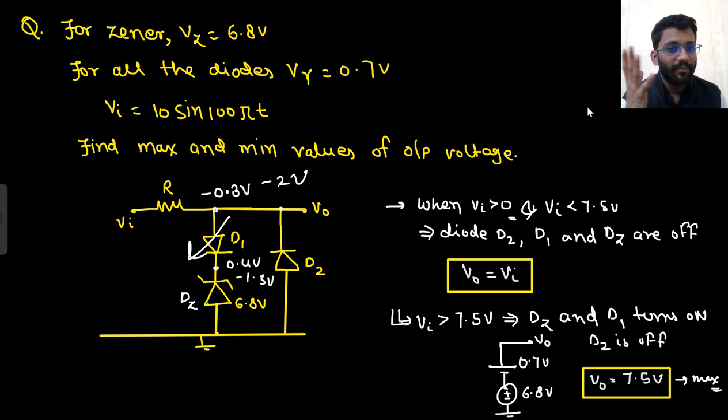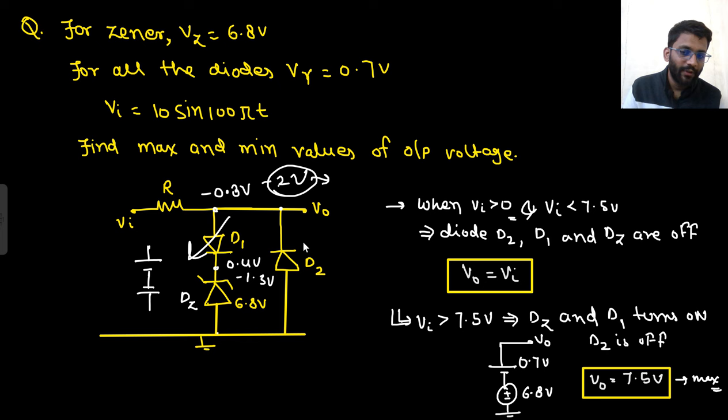So what can happen? That this Zener turns on. You think that this Zener diode will turn on. Not in the breakdown region, only in the forward bias region. If it turns on in the forward bias region, what will happen? This will be replaced with a battery of 0.7 volt, and this will be replaced with a battery of 0.7 volt. So here 0 volt will come. But this will not happen because at minus 2 volt, this diode will be turned on already.